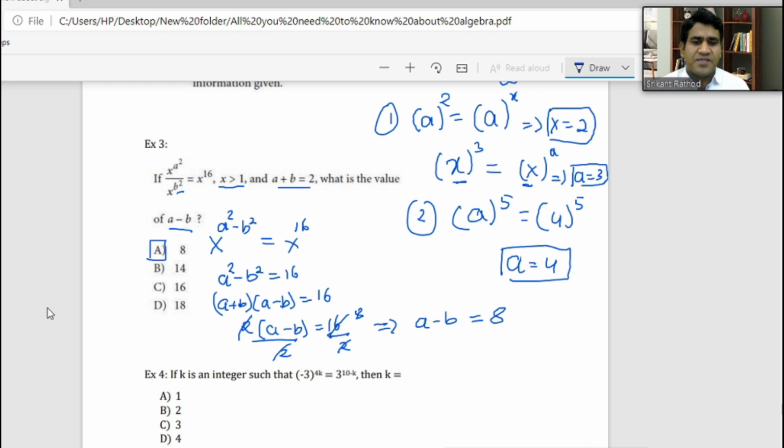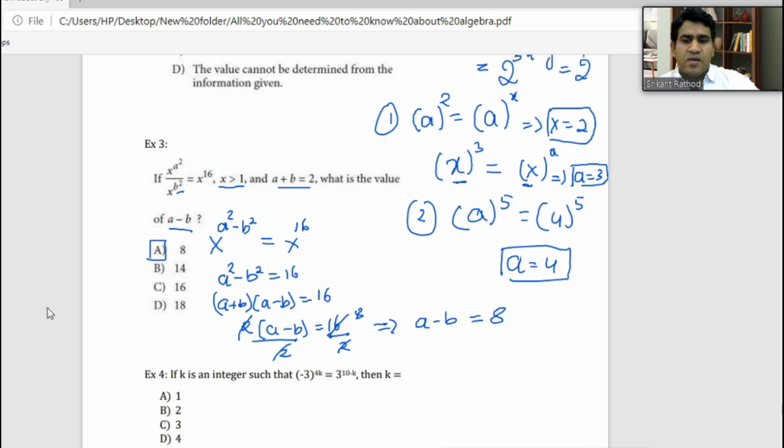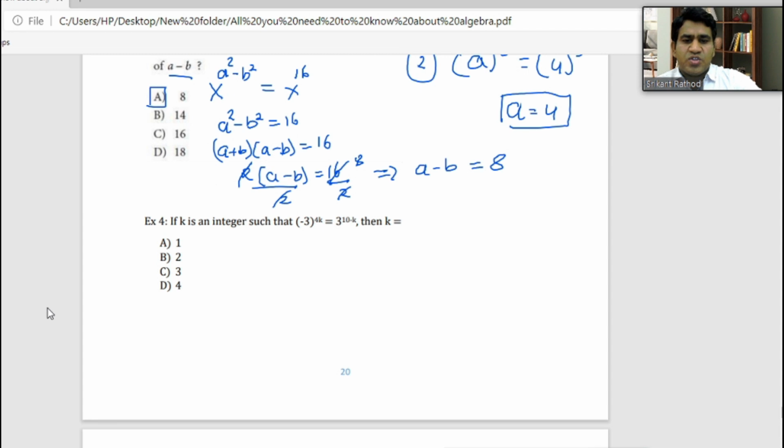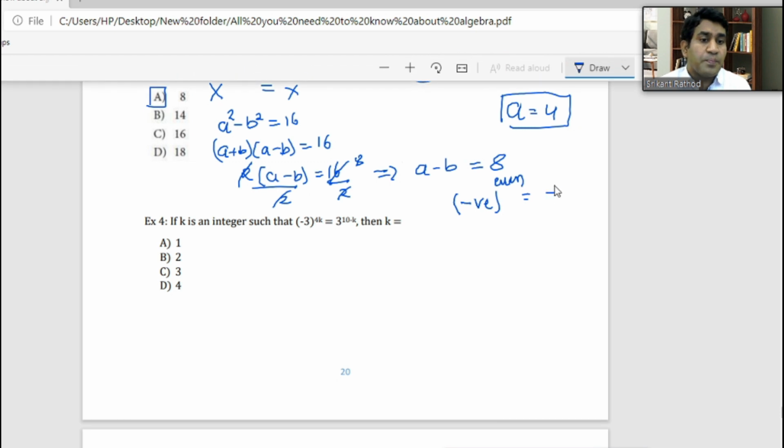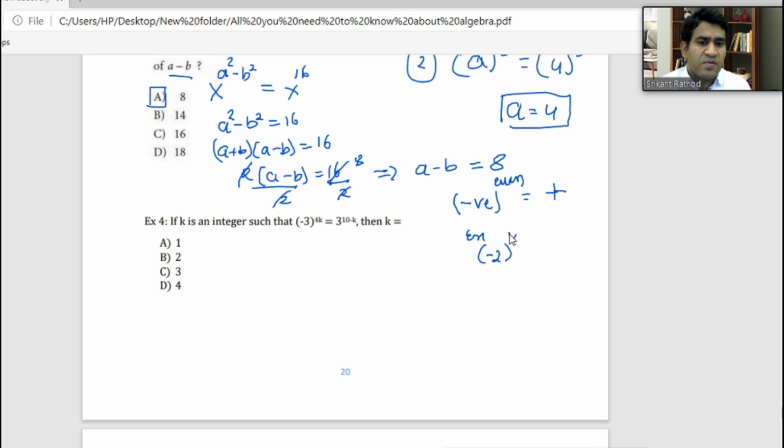Alright, so this is the variety of questions you can expect. Let's take another question. Before going to this question, again let me discuss some basics. If a number is negative and its power is even, this number will turn out to be a positive number, whatever that number is. For example, I can say negative 2 to the power 4.